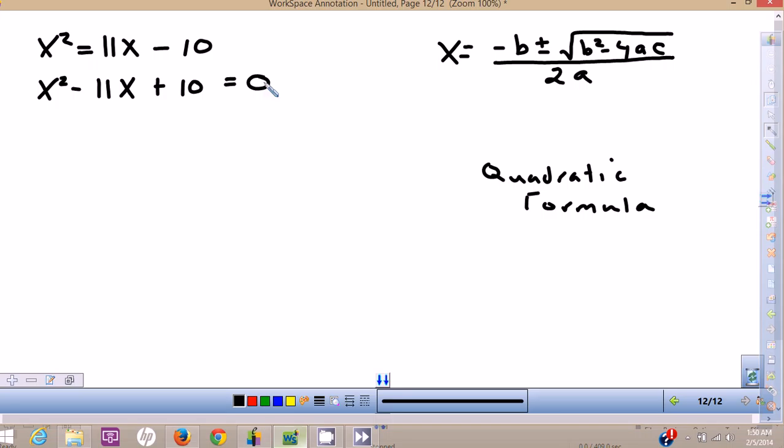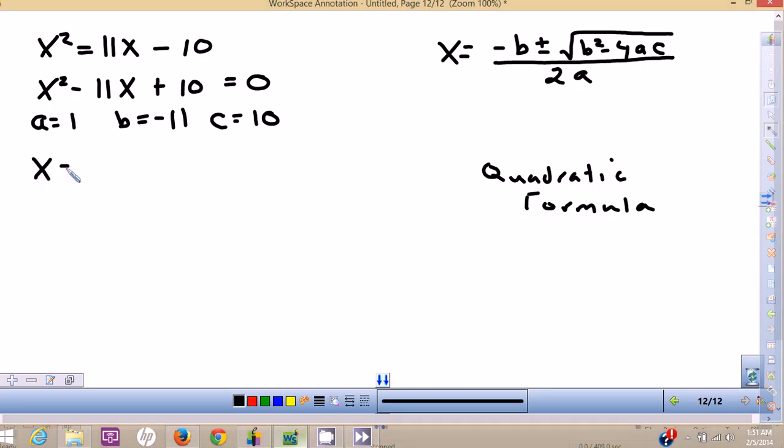Now, once we have it in standard form, at least while you're learning, it's a good idea to write down the values for a, b, and c. The a is the coefficient of the x squared term, equal to 1 in this example. The b is the coefficient of the x term, equal to negative 11 in this problem. And the c is the constant term, equal to 10. Once you've made that determination, it's simply a matter of plugging those numbers into the quadratic formula. Once you have simplified them, you'll have your solutions to your quadratic.